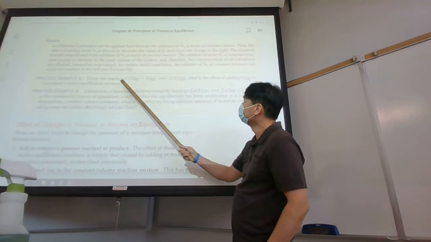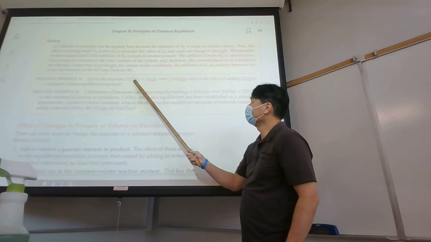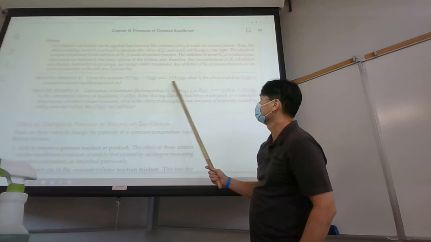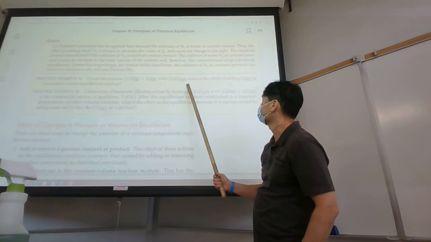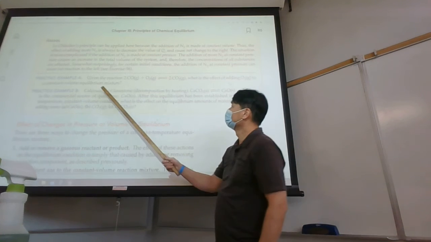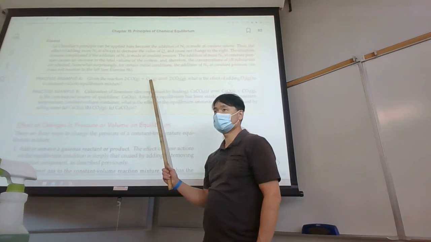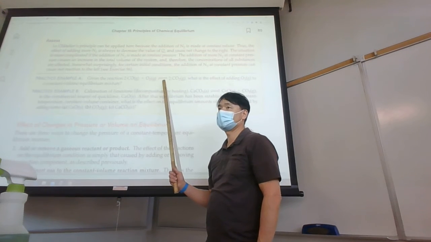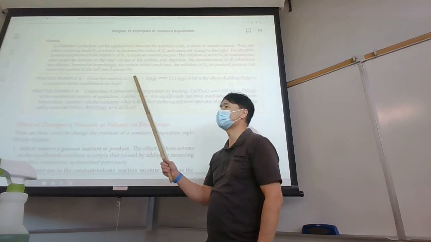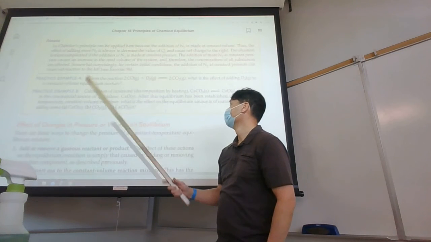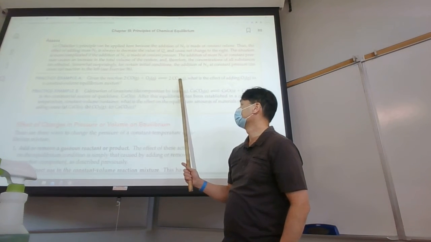How about this one? Given the reaction 2CO plus O2 yields 2CO2, this is just combustion of carbon monoxide. What is the effect of adding O2? So we increase the O2 pressure, the concentration. Which way is it going to shift? To the right, yeah. If you're burning carbon monoxide, you want more O2, fan the flame, and that's going to shift it to the right.